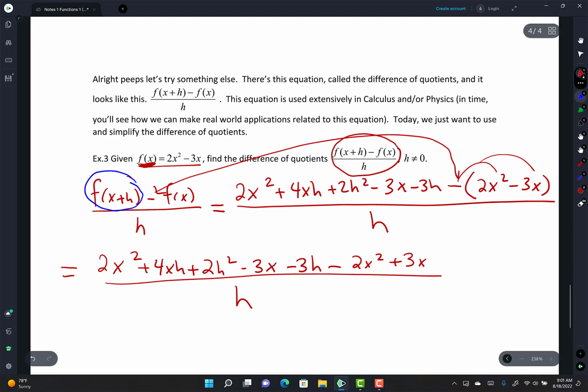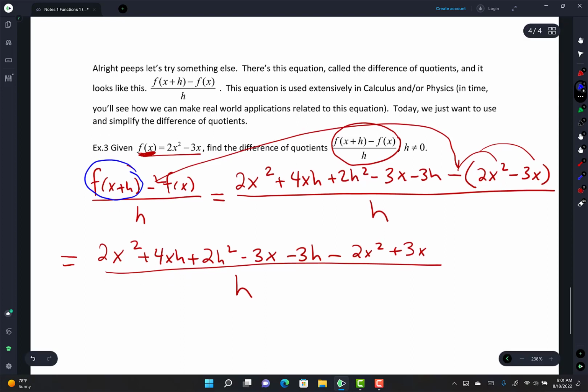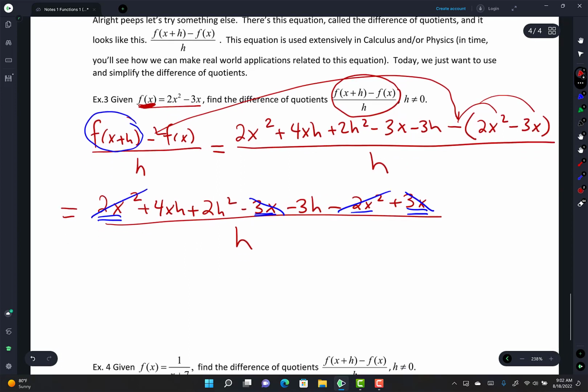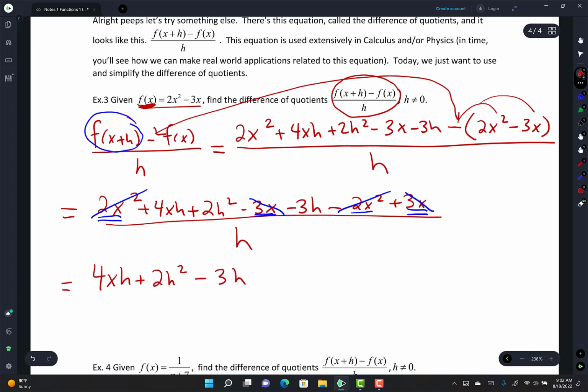All right. Now comes the fun part. We're going to zero out whatever cancels out in the numerator. So I see a positive 2x squared. Do you see a negative 2x squared? Zero it out. I see a negative 3x. Do you see a positive 3x? Zero it out. Look what you have left, guys. Look at your terms that you have left: 4xh plus 2h squared minus 3h, all over h.